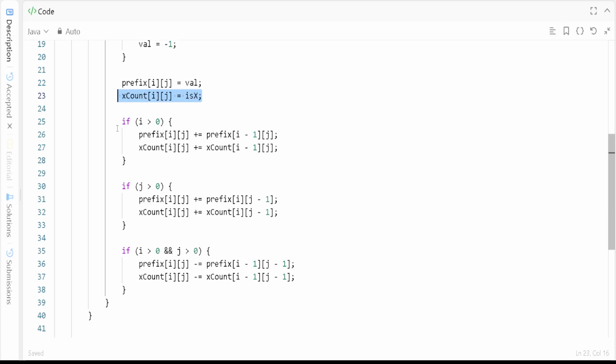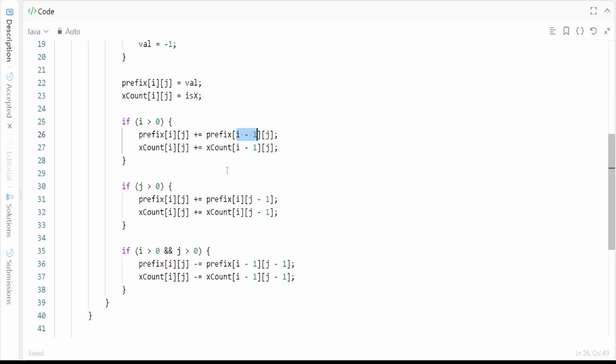Then we'll check the top contribution. What is the top contribution? It means i is greater than 0, so we have to add the top contribution, where we add everything above, right? Basically i minus 1 means we go one row up, and j stays the same. That means we have to add everything above, going from bottom to top.